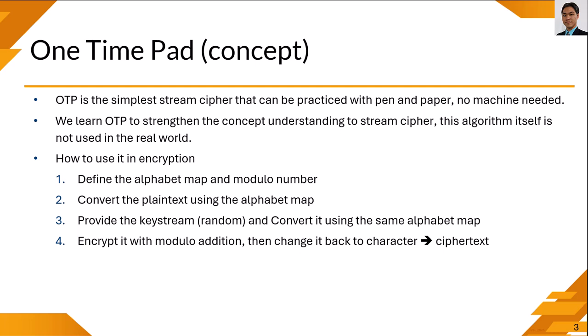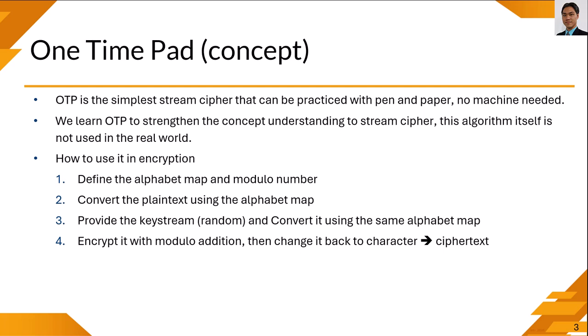The OTP is the simplest stream cipher that can be practiced with pen and paper. We have no machine needed. And we learn this to strengthen our understanding of the stream cipher concept. But you should note that the algorithm itself is not used in the real world anymore.